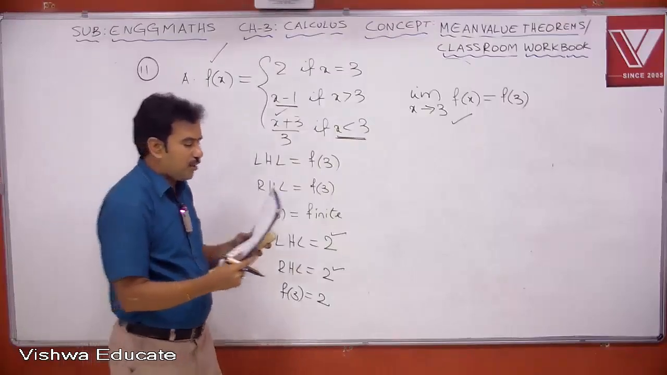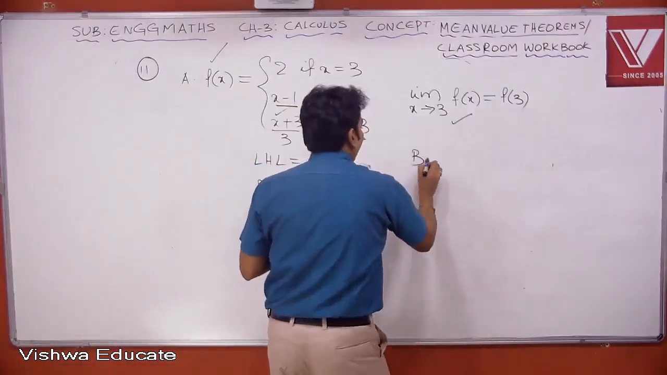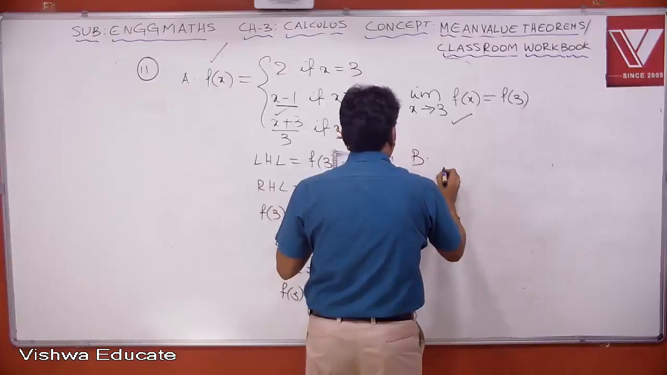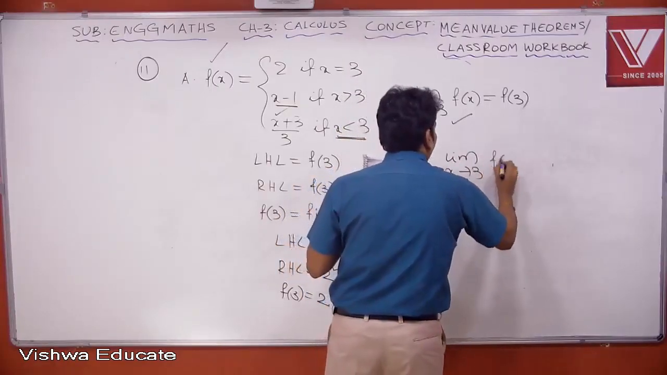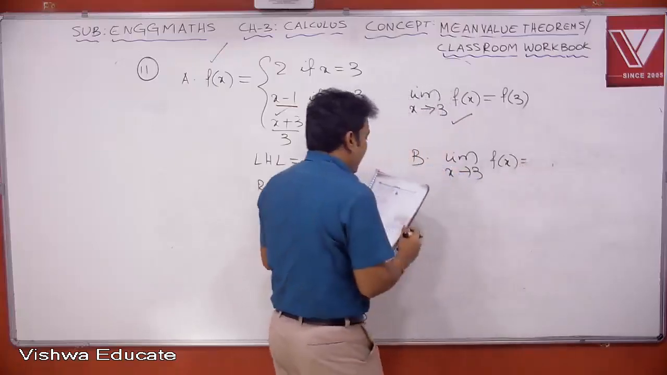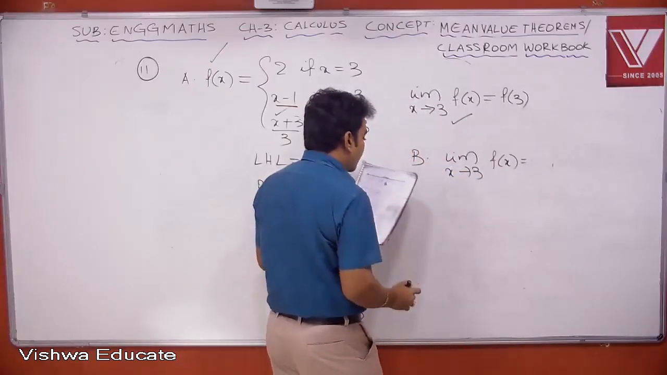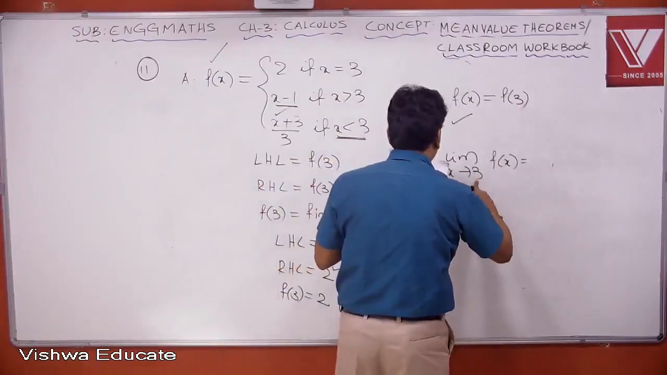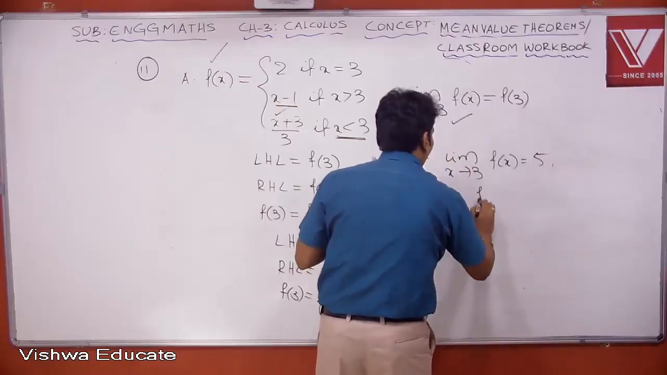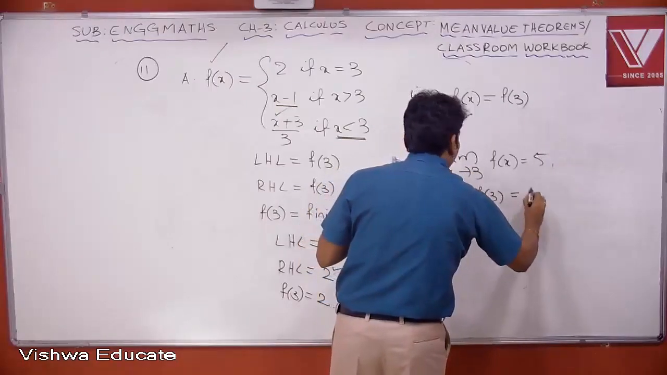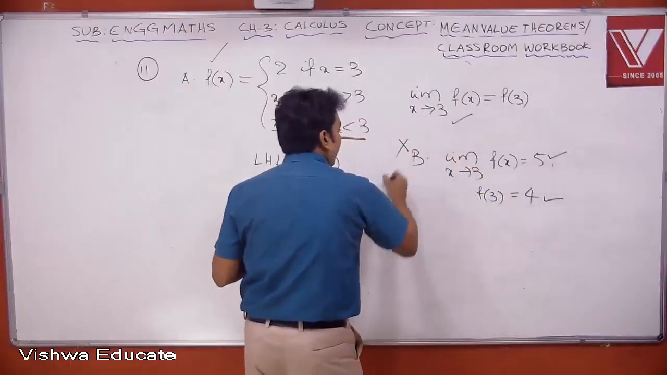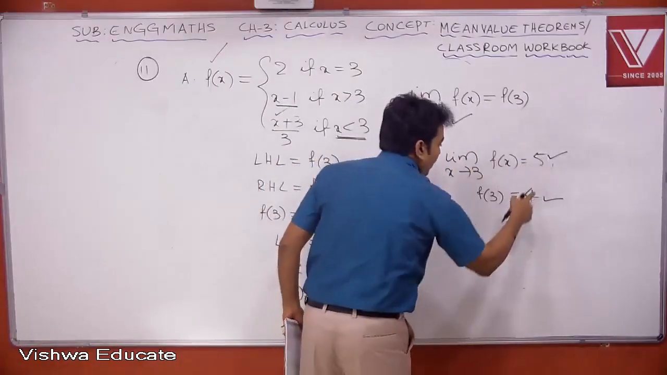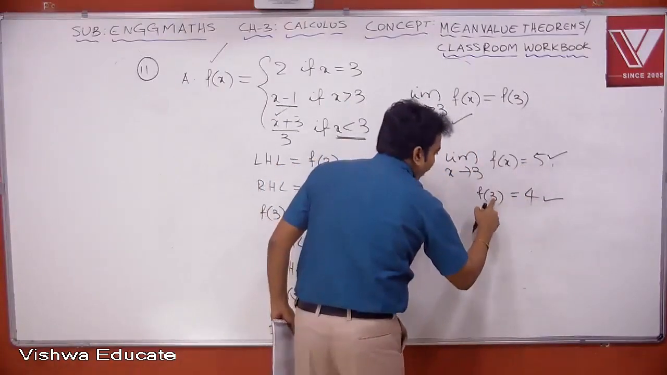You can even verify option B. For option B, limit x tends to 3, f of x equal to, when x not equal to 3 the function is 8 minus x. So replace x by 3, you will get 5. But what is f of 3? f of 3 is 4. So these are different numbers, so this is not a continuous function. The limit value is 5, but that is not matching with the functional value.